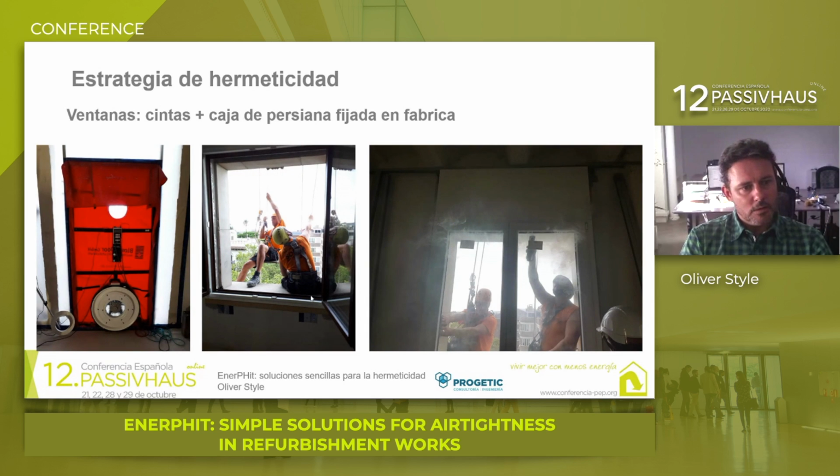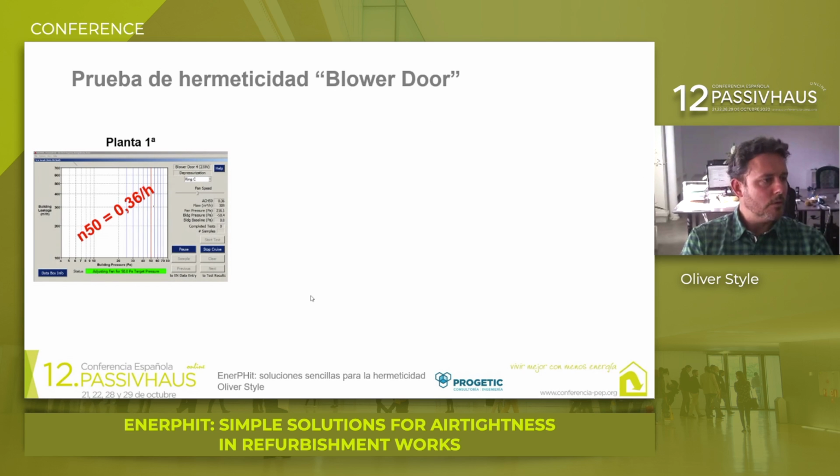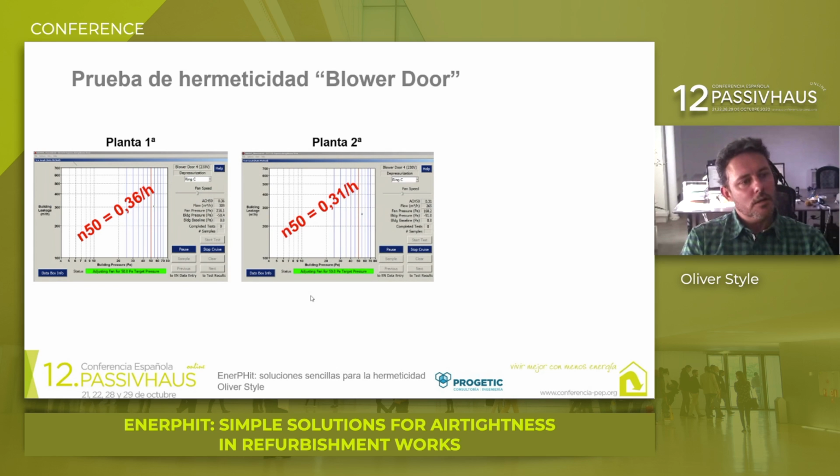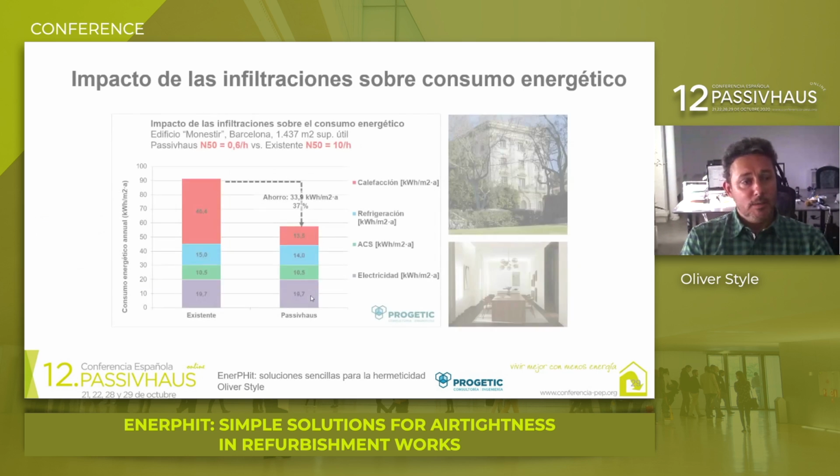Blower door tests were performed, 2 operators hanging outside with a smoke plume. The right-hand photograph seems to give the idea that there was quite a lot of smoke, but in reality there was very little infiltration, as shown with the results of the blower door tests: 0.36 renewals per hour, 50 pascals, 0.31 on the second floor, and 0.47 on the third floor.